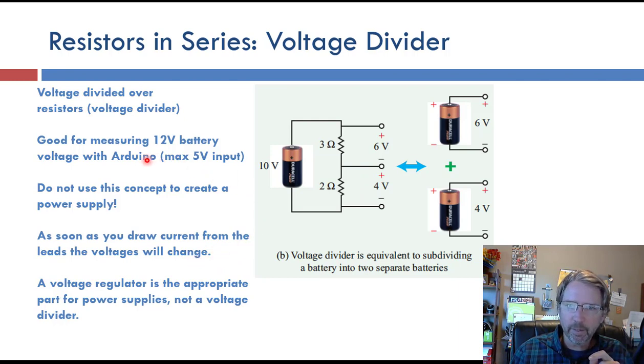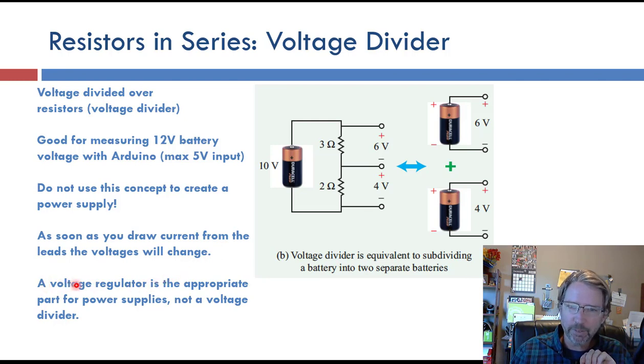So in the Arduino battery sensing thing, the Arduino measurement takes very, very little current, like millionths of an amp. So for all intents and purposes, it doesn't draw any current here. But if you're providing power, if it's a power source, then obviously you need to provide current. So don't use a voltage divider to make a constant voltage supply.